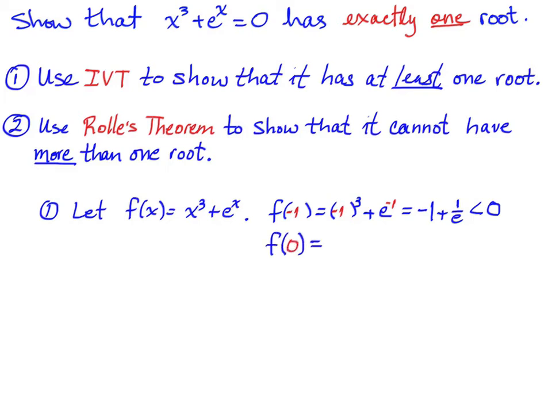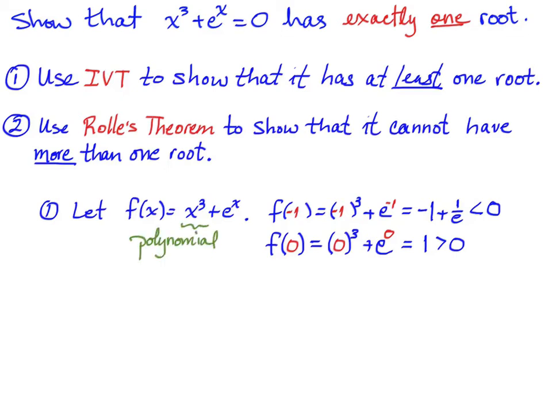So f of 0 is going to be 0 cubed plus e to the 0. Well, that's just 1, and 1 is obviously a positive number. So now we have to say why we know f is a continuous function on the interval between -1 and 0.